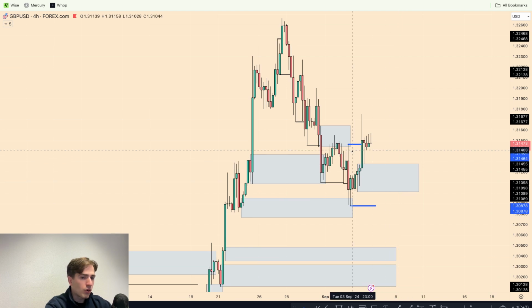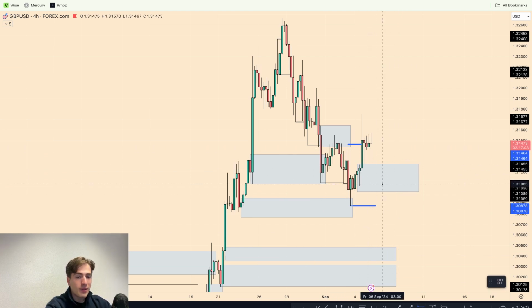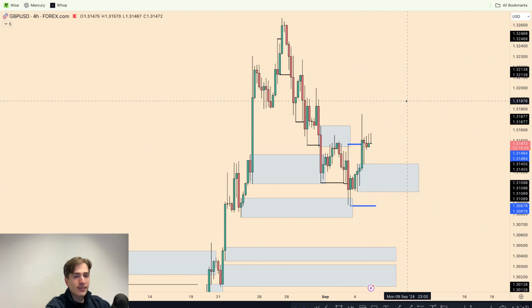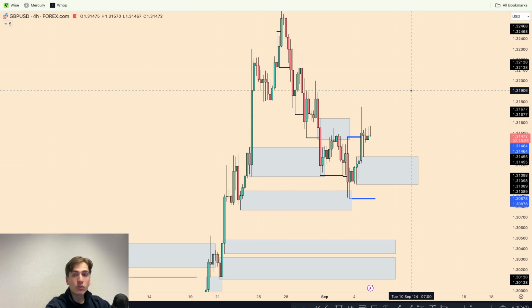So I mean, the 4-hour obviously shifted bullish. The best entry would be over here, the 4-hour entry. But let's wait and see if we get that bullish momentum kicking in here on GBPUSD.